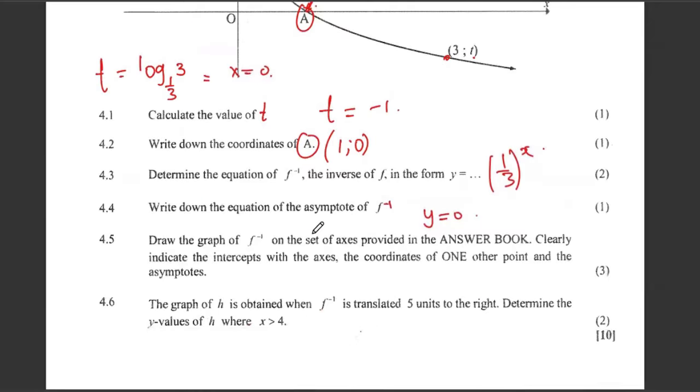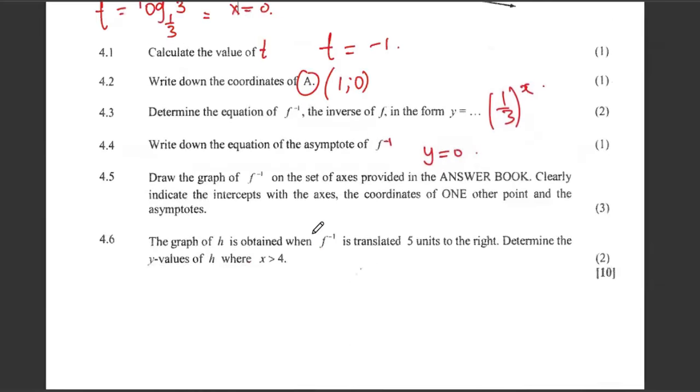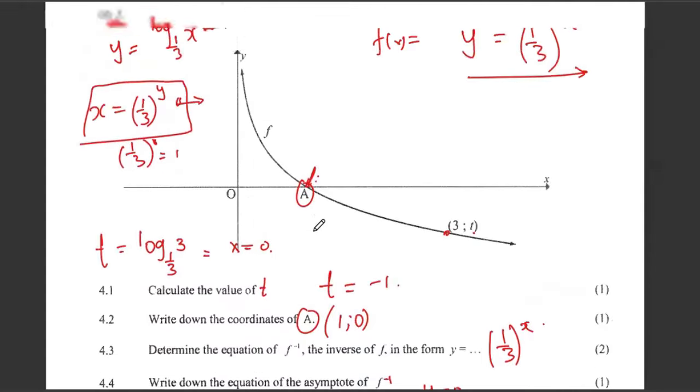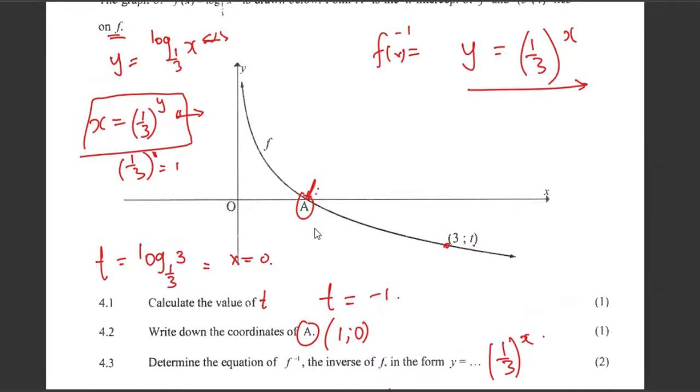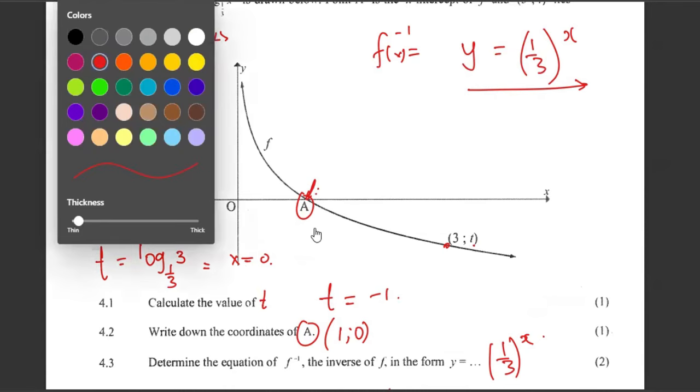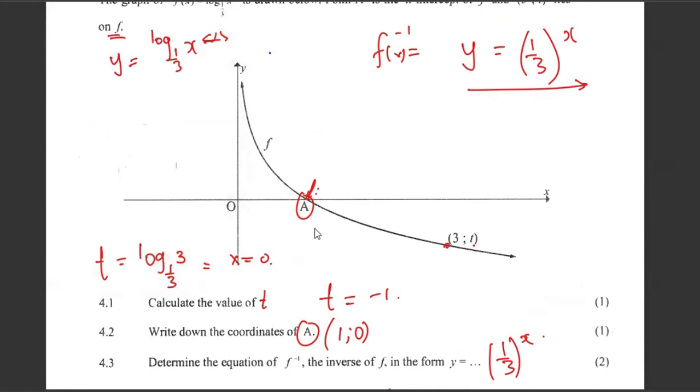And then they want us to draw the inverse on the set of axes provided in the answer book. I omitted the answer book, but let me try to sketch it here so that people can see. Whenever you're plotting an inverse, just mimic these points. It's 3 and negative 1, and this is 1 and 0. So let's flip this around and say 0 and 1, then negative 1 and 3, which is somewhere there.